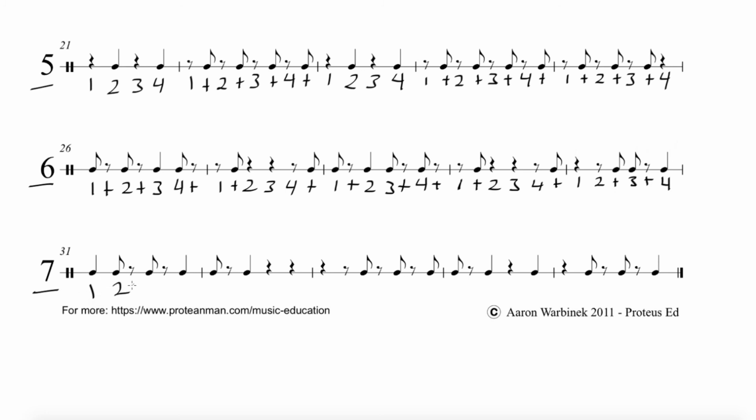1, 2, and 3, and 4. 1, and 2, 3, 4. 1, 2, and 3, and 4. And there's the 1, and 2, 3, 4. 1, 2, and 3, and 4. So that's all of number 7.